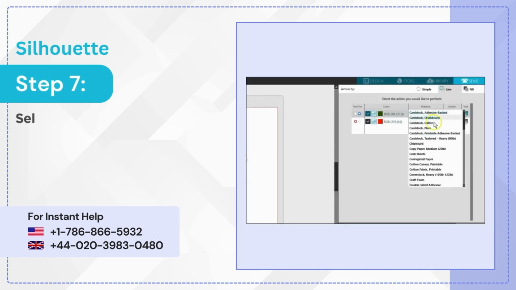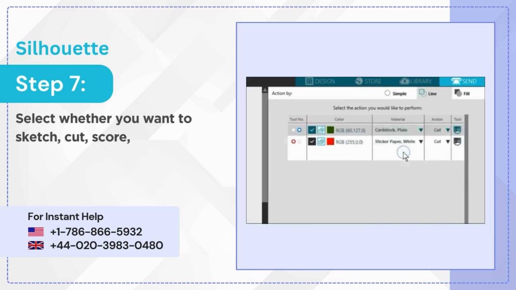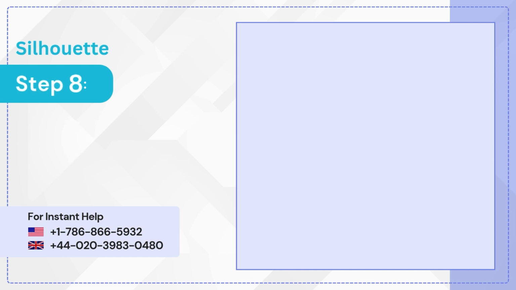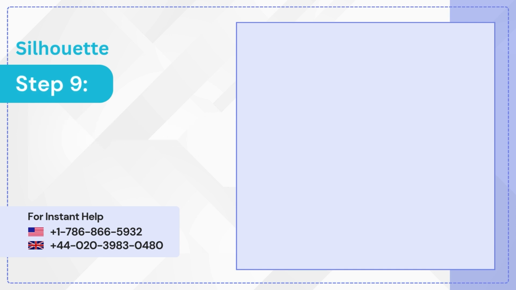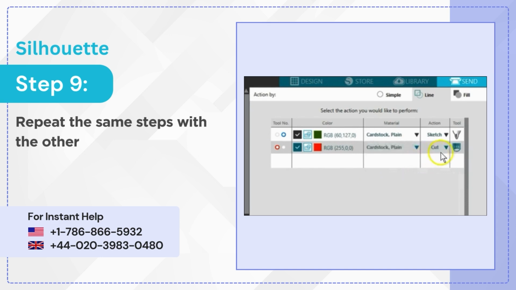Step 7. Select whether you want to sketch, cut, score, or more from the action drop-down. Step 8. Once you select the action, the tool will automatically change. Step 9. Repeat the same steps with the other line color layers.